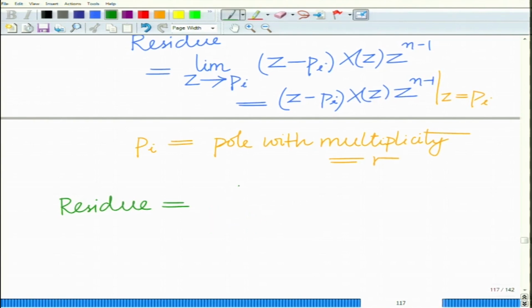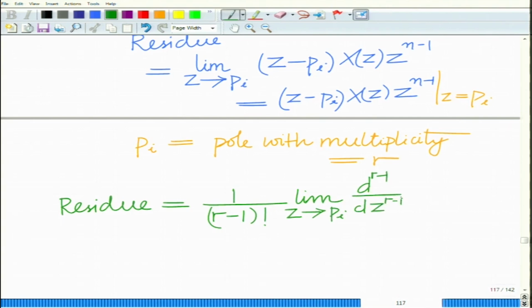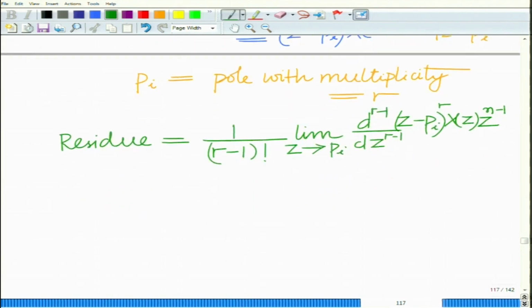this is 1 over (r minus 1) factorial, with multiplicity r greater than or equal to 1, 1 over (r minus 1) factorial, limit z tends to pi, d raised to r minus 1 over dz raised to r minus 1, of (z minus pi) raised to r times X(z) into z raised to n minus 1. This is the residue of a pole with multiplicity r greater than or equal to 1, that is with any general multiplicity.